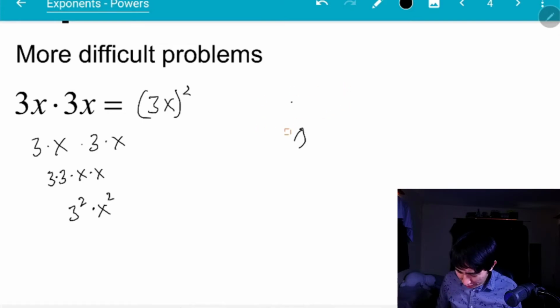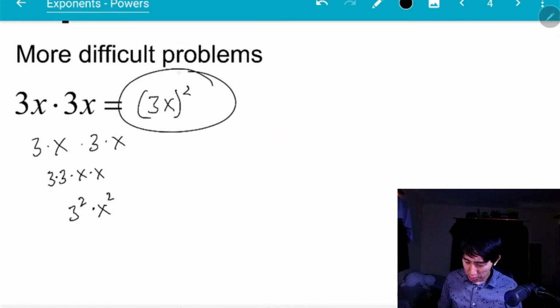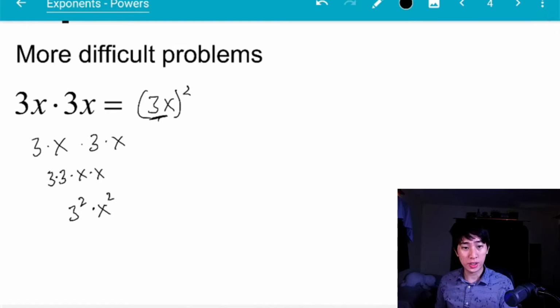So we kind of don't like to do this too much, but just know all this is saying is I have 3x times itself. Whenever it's in the parentheses, whatever's on the inside, that's the base. Whether it's x, whether it's 3, whether it's 3x, this is your base. Your exponent tells me how many times we multiply that base by itself.